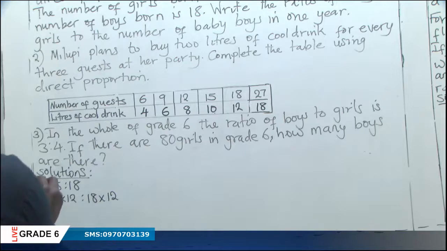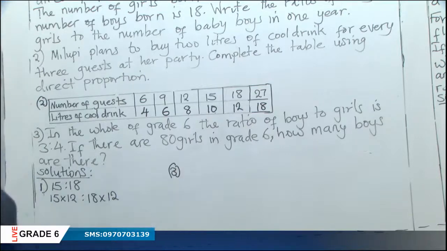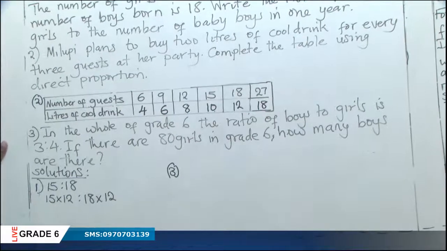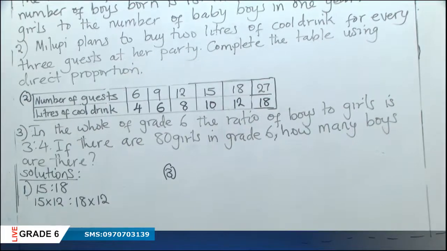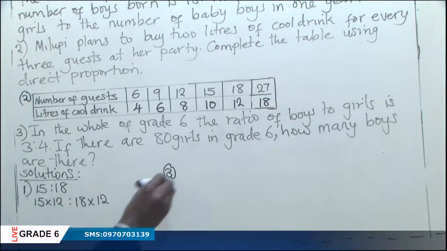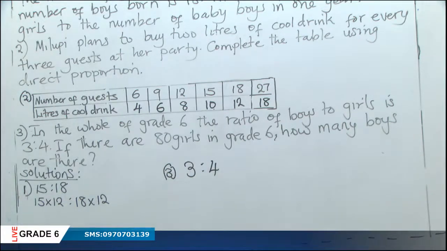So this was for number 1, then this one is the answer for number 2, and then let's go to number 3 now. In the whole of grade 6, the ratio of boys to girls is 3 to 4. If there are 80 girls in grade 6, how many boys are there? So, boys and girls, we know that the ratio of boys to girls is 3 to 4.